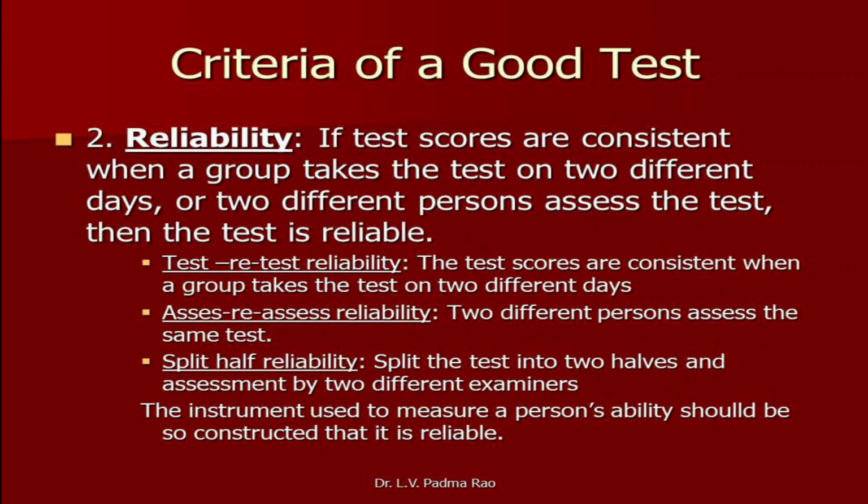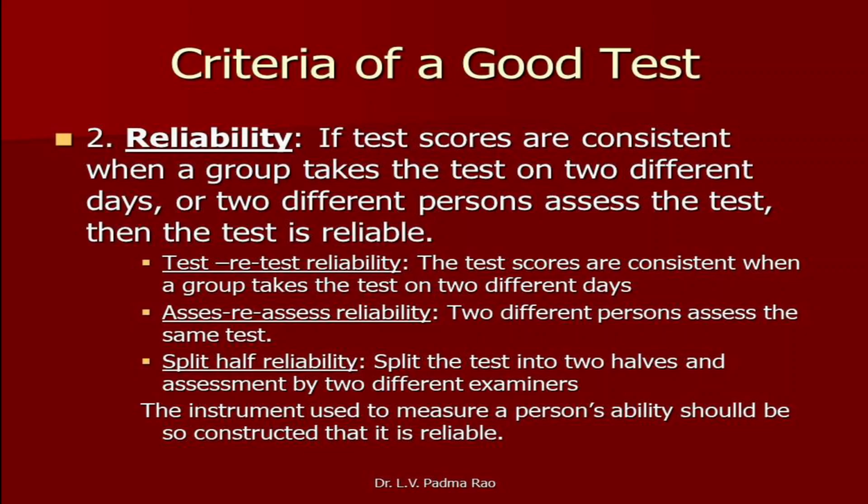The next important thing is the reliability of the test. If test scores are consistent when a group takes the test on two different days or two different persons assess the test, then the test is reliable. It refers to the stability or consistency of test scores. A test is considered reliable if its scores remain constant and dependable when given at different times to the same subjects. Sources of unreliability may lie in the test itself or in the scoring of the test, known respectively as test reliability or rater reliability.